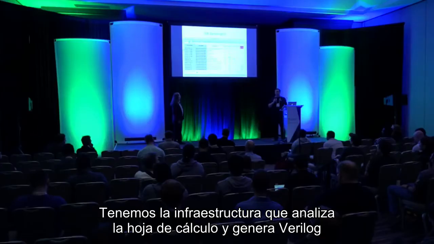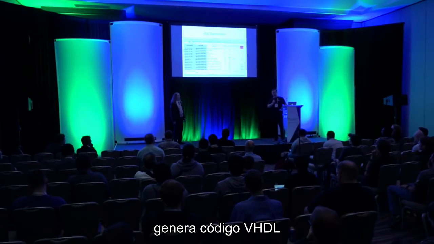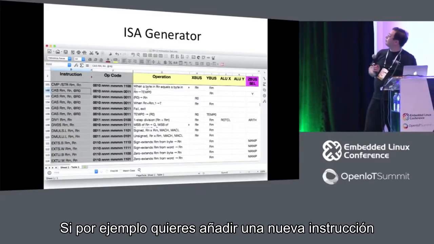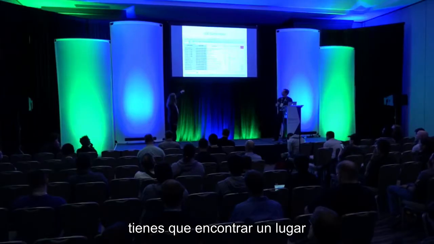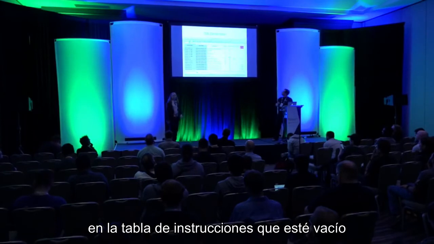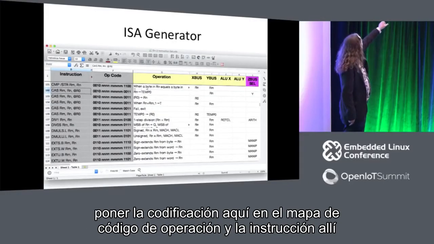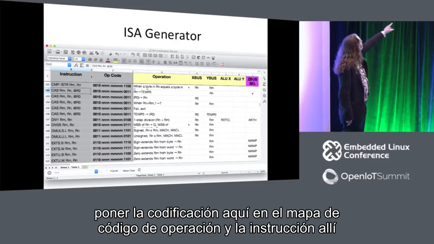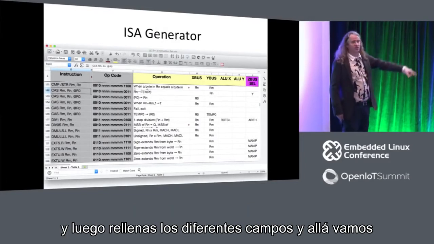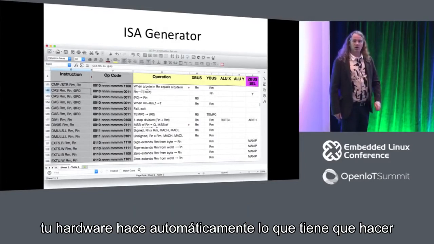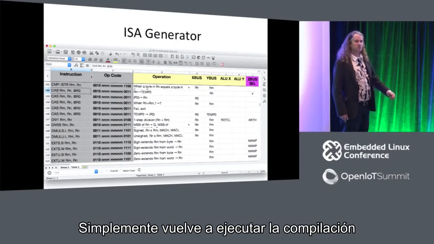We have infrastructure that parses a spreadsheet and produces Verilog, or produces VHDL code. So if you want, for instance, to add another instruction, you have to find a place in the instruction table that's empty, and you put the encoding here in the opcode map, and you put the instruction there, and then you set the different fields, and away you go. Your hardware automatically does what it has to do. Just rerun the build.